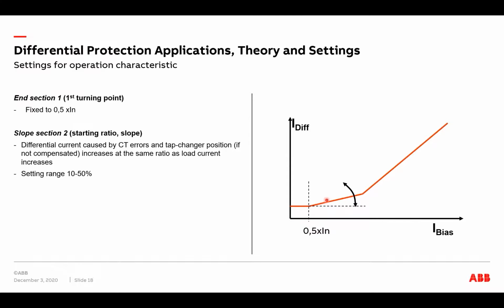So when we calculate the settings for slope section 2, we should include CT errors and also again tap changer position differences and so on. So the expected, or let's say the setting range for this slope section 2 is 10 to 50%.